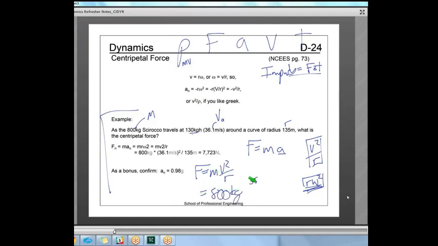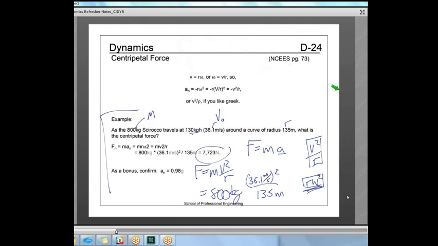and punch in the values: 800 kilograms, 36.1 meters per second, square it, and divide it by 135 meters, and I get 7,723 newtons. Which begs the question, what's a newton? If you follow my units here, you can find out. But you probably already know, don't you?